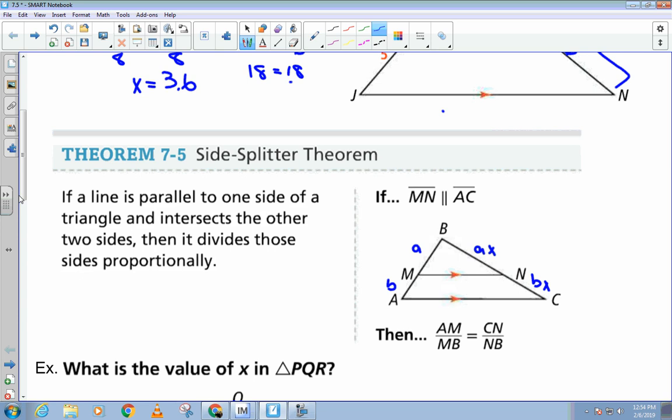Now, they don't have this listed as a theorem, but you can also work backwards. If you don't know that these are parallel, but I can show that these parts are proportional, I can then assume that the lines are parallel. That's just extra information. For whatever reason this doesn't list that, but it does work. So if this line is parallel to this one, then these two parts are proportional to each other.